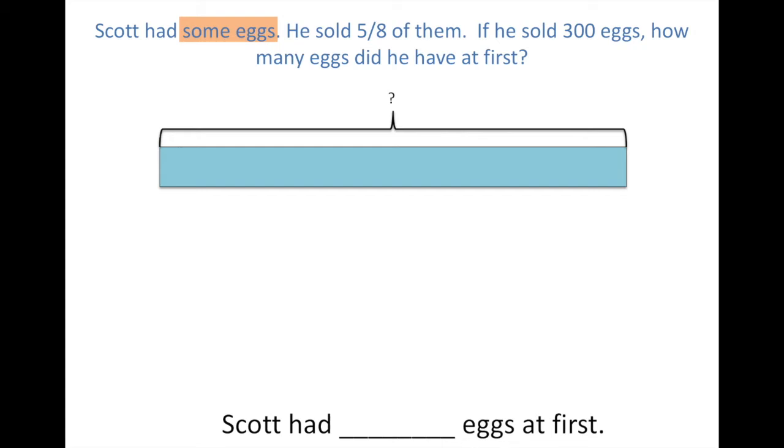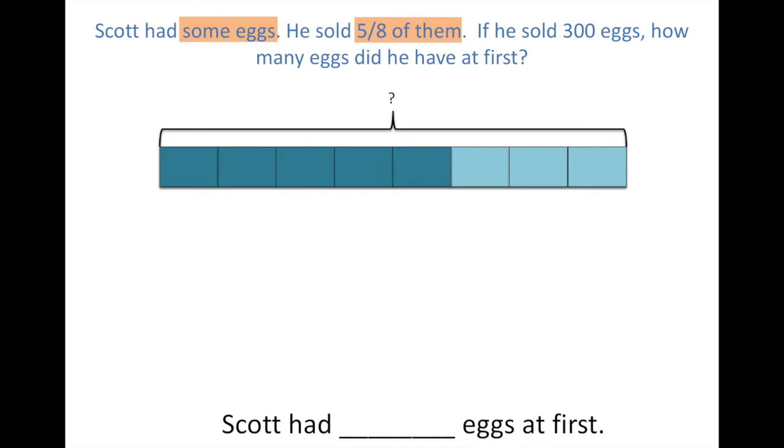Then I'm going to look at the next line of information. It says he sold 5/8 of them. 5/8 of them, meaning 5/8 of the eggs. So that means that I want to look at the whole bar and I want to be able to show 5/8. Since the denominator is 8, it means that I want to break this bar up into 8 parts, and I want 5 of them to represent how many were sold. So I'm going to split the bar in 8 parts, and I've shaded 5 to show that those were sold, or you can put an S in each of those 5 units.